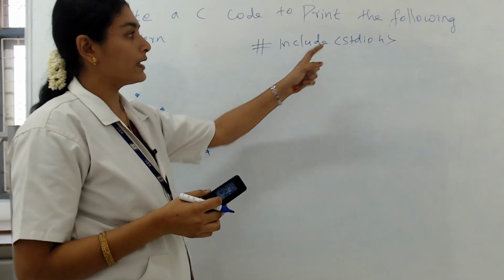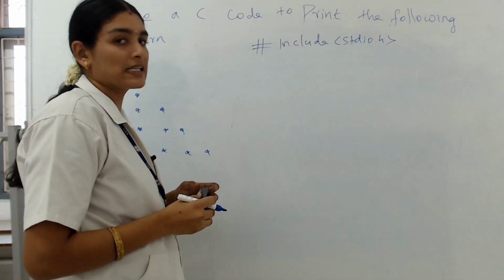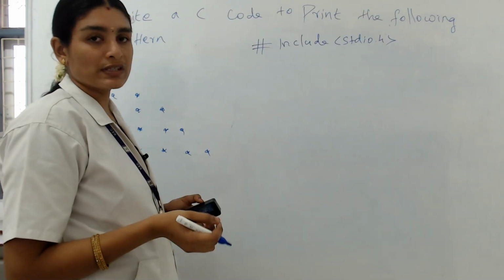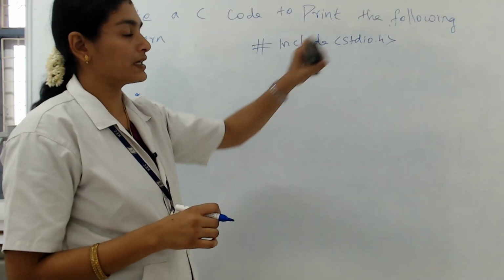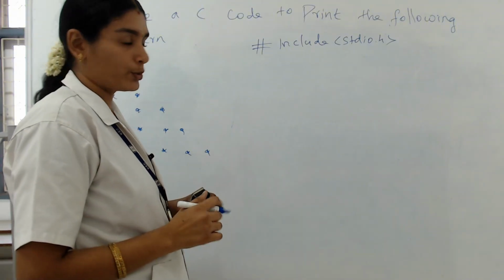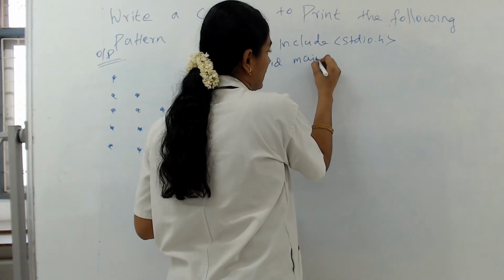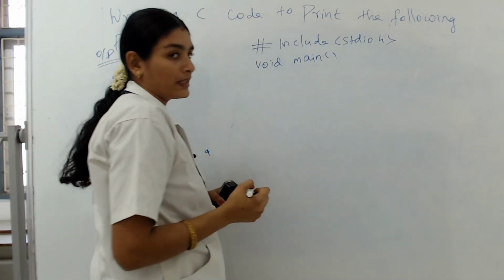Include is the keyword. Next one is standard input output .h. It is the header file, the standard input output header file. If we want to use scanf and printf in our statements, we must include this header file into our program. Next one is void main, the starting of the program. Void means nothing to be written.